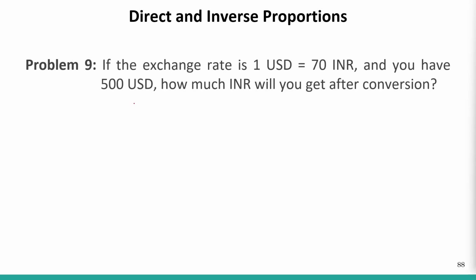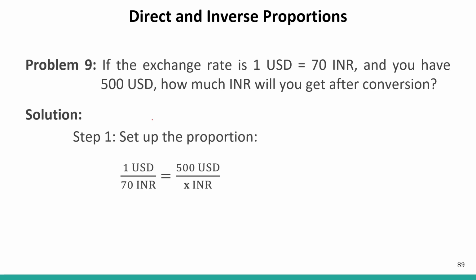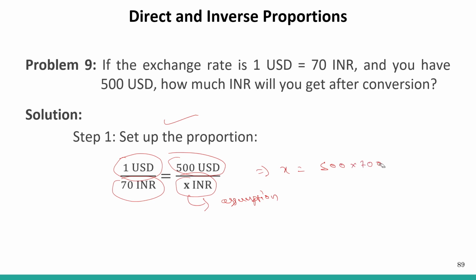So let's see problem number 9. If the exchange rate is $1 is equal to 70 Indian rupees, and you have 500 USD, how much Indian rupee will you be getting after the conversion? So let's go forward. Setting up the proportion, $1 is 70 Indian rupees and 500 US dollars is equal to X Indian rupees. This is what we have assumed here. So this implies that X is equal to 500 into 70 INR.